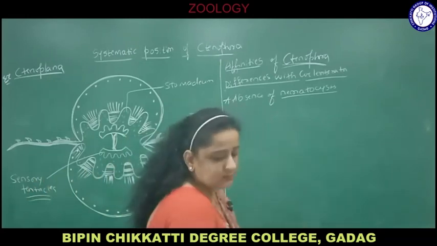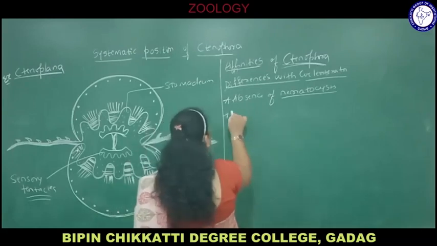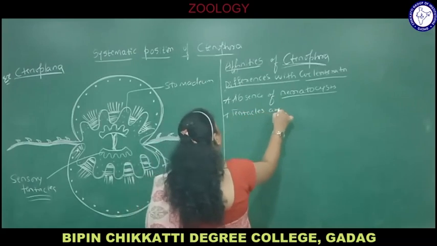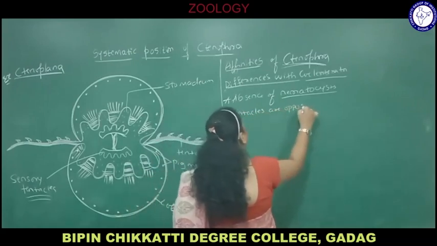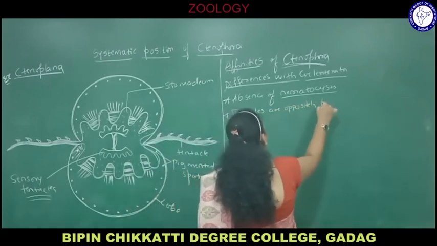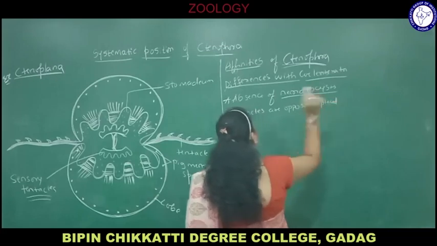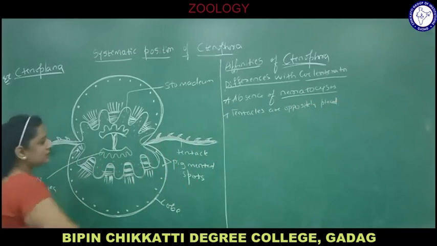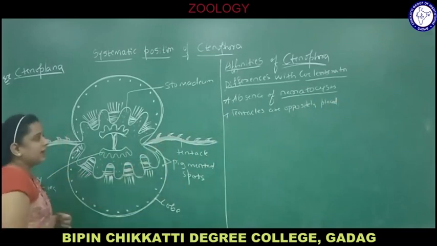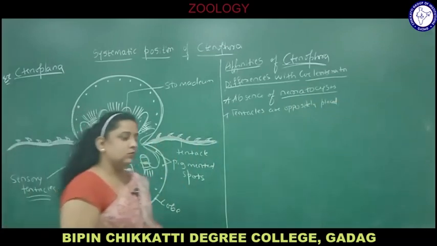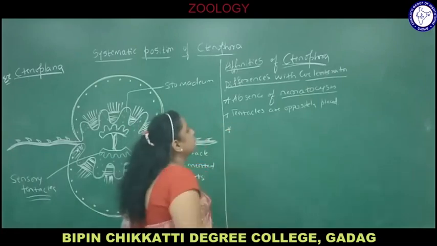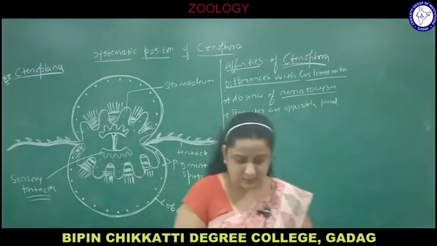Next, tentacles oppositely placed. As you can see here in the diagram, one tentacle is here, other tentacle is here, but in Hydra or in Cnidarians it is not so. They are present on lateral side or one above the other. So here in Ctenophora, tentacles are oppositely placed.